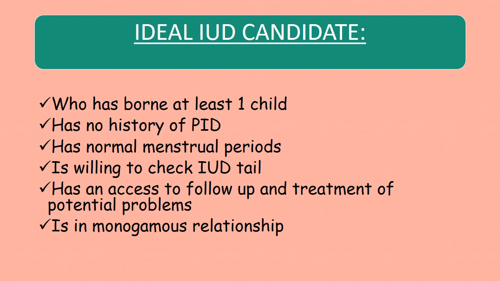Then the ideal intrauterine device candidate: a woman who has borne at least one child, has no history of pelvic inflammatory disease, has normal menstrual periods, is willing to check the intrauterine device tail, has access to follow-up and treatment of potential problems, and is in a monogamous relationship. For these women you can insert the intrauterine device.